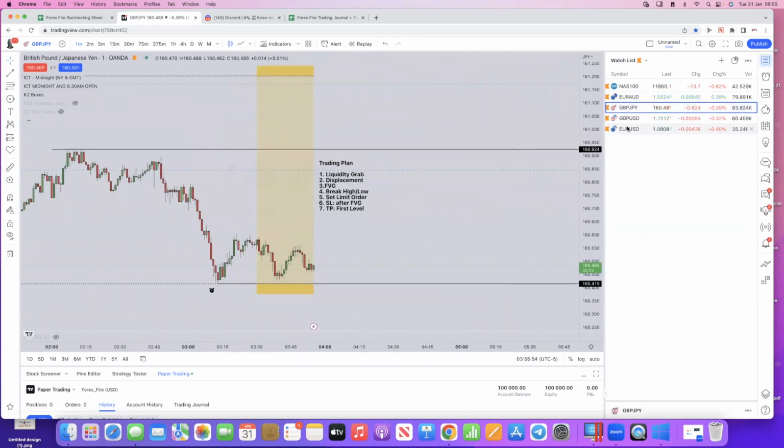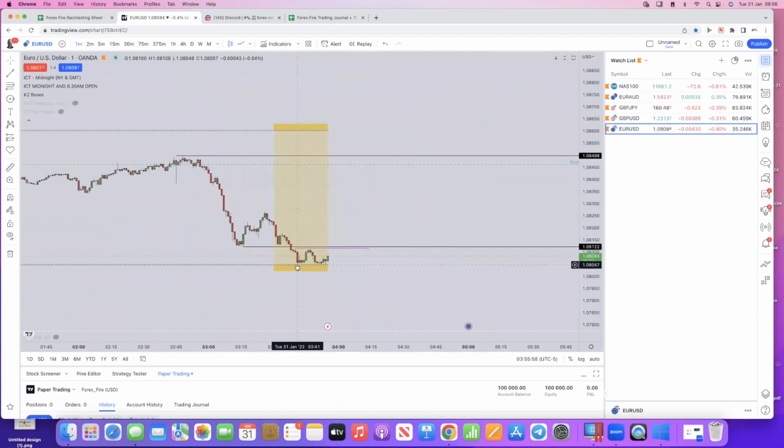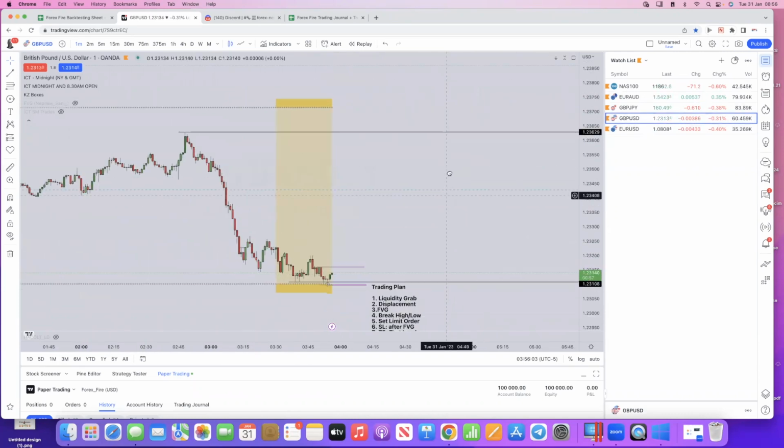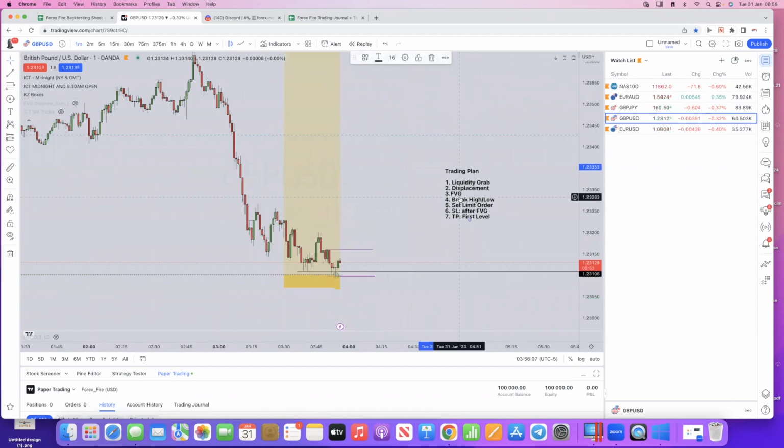GBP, again, that's just meandering around. And same again, we've just had a double tap on here. Still waiting for the break up to this high side. So the one I've really got my eye on at the moment is certainly going to be the GBP pairs today.